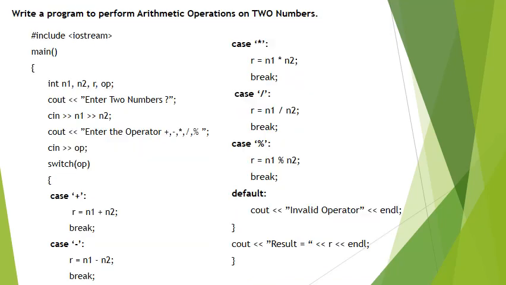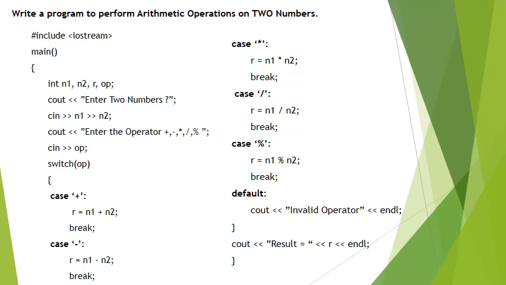We can see an example to perform arithmetic operations on two numbers. That is, we have to find the sum, difference, product and quotient or remainder of two numbers. Inside main, we have declared two integer variables n1 and n2. A variable r is used for storing the result, and op is used to store the operator, that is plus, minus, star, slash or modulus operator. After that, we read the two numbers using the cin statement, and also read the operator op.